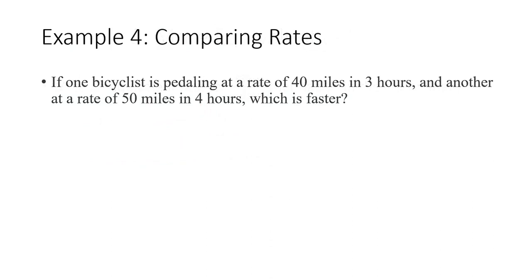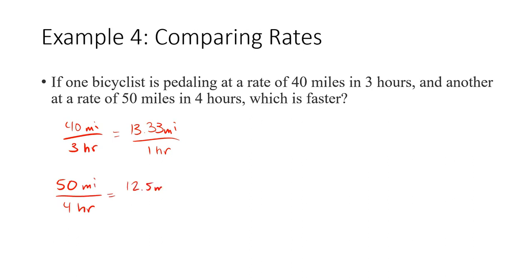If we have multiple rates that we want to compare, we can do this by converting them to unit rates or by getting them over a common denominator. So, 40 miles in 3 hours. If we convert that to a unit rate, 40 divided by 3, that's 13.33 miles in 1 hour. Likewise, we can do the same thing with 50 miles in 4 hours. 50 divided by 4, 12.5 miles in 1 hour. And so from the unit rates, we can tell that the first one is faster.